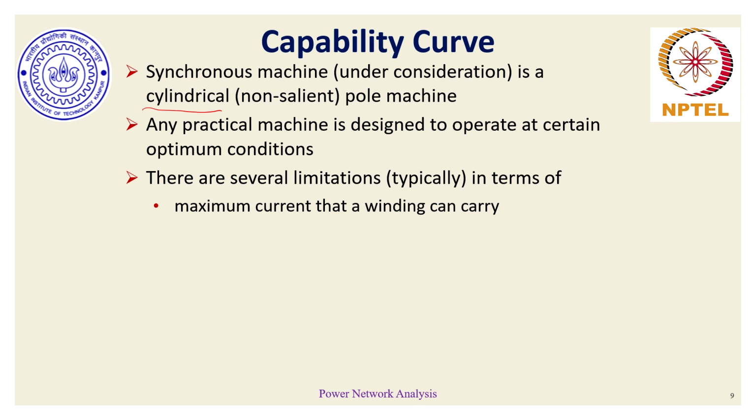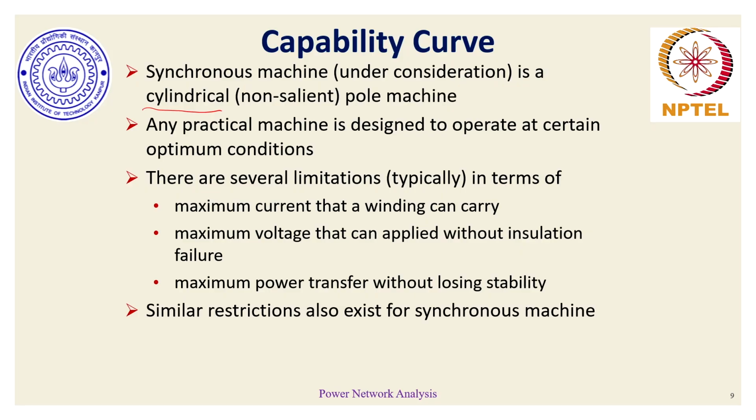First being the current. Any equipment can withstand a typical amount of current which it can deliver, or a conductor has a maximum current carrying capacity. If the conductor carries current beyond a certain limit, the conductor gets heated up and it may melt down, so there may be rupture. Same is also applicable for voltage.